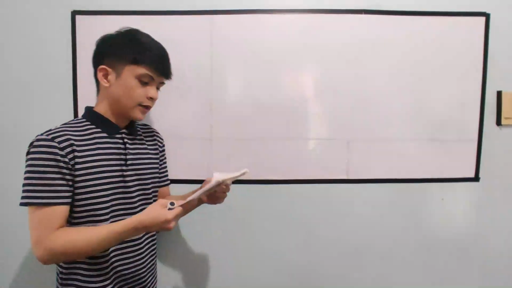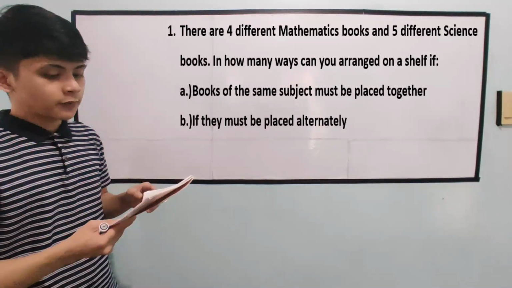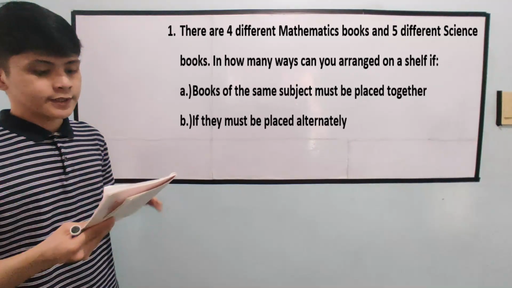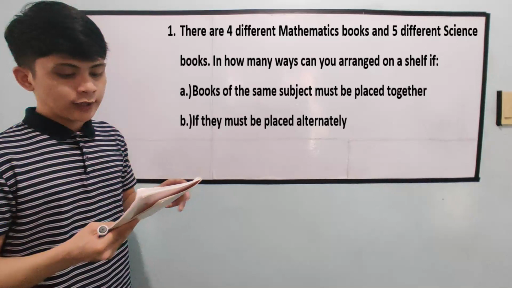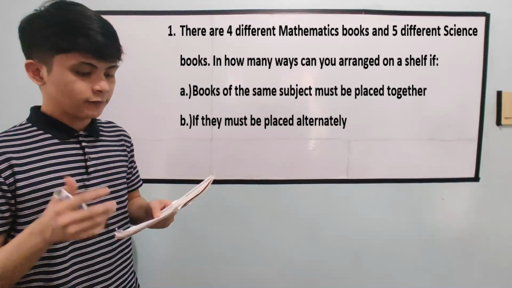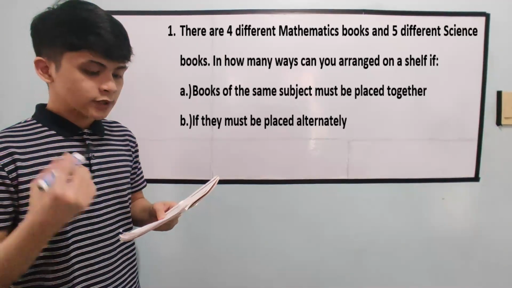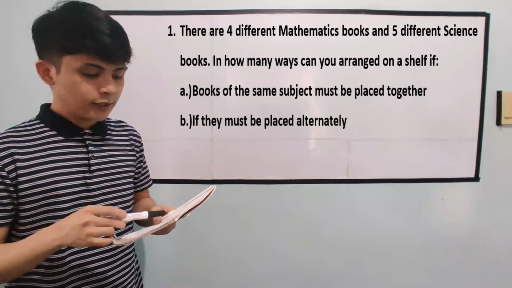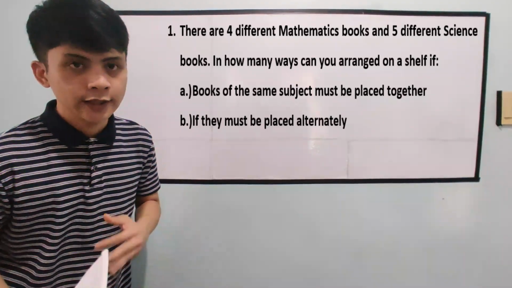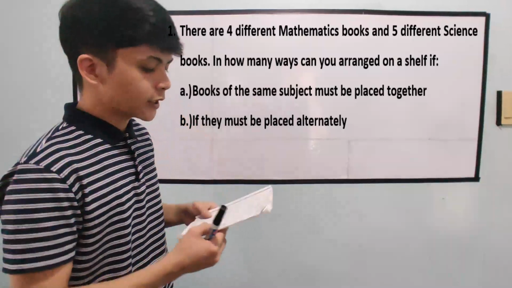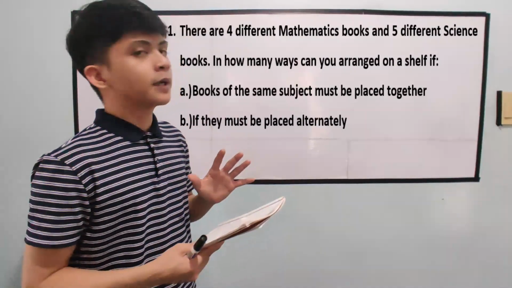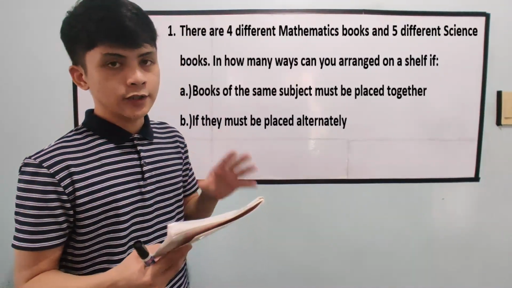So let's start. For example, number 1 natin. There are 4 different mathematics books and 5 different science books. In how many ways can the books be arranged in a shelf if A, books of the same subject must be placed together, and B, if they must be placed alternately. So now, meron daw tayong 4 different mathematics books and 5 different science books.